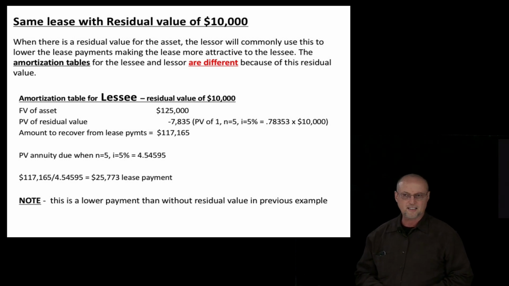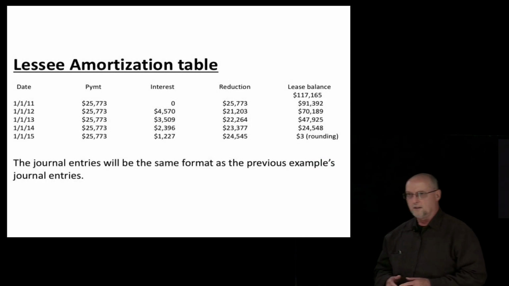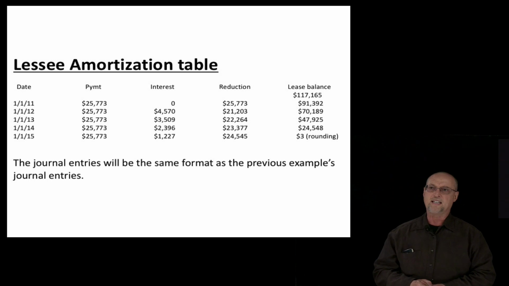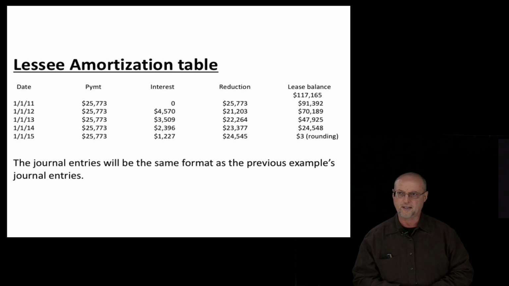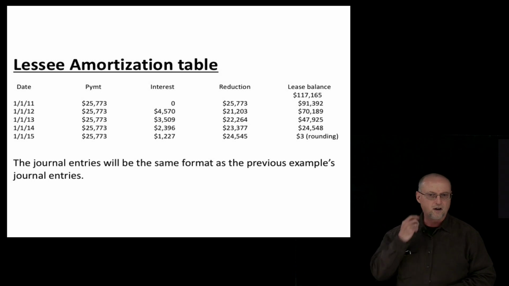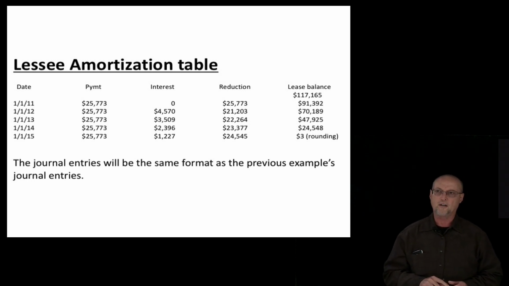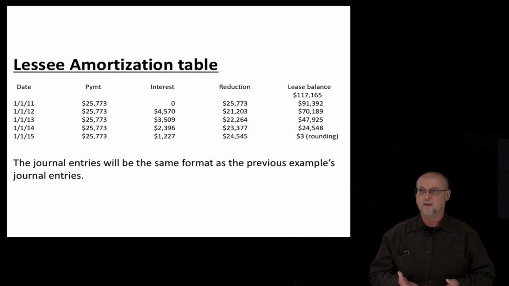So let's take a look at the lessee's amortization table. Notice the lease balance begins at $117,165. My lease payments, $25,773. And everything else about this amortization table, the mechanics, are identical to what we saw earlier. So take a moment to reconstruct these numbers. You shouldn't have any difficulty coming up with these numbers. Remember, the very first payment is on the day 1 of the lease. So there's no interest that accrued. That entire $25,773 reduces the lease balance.